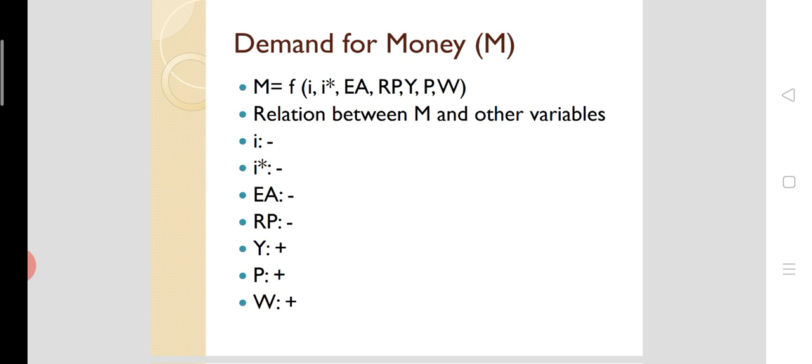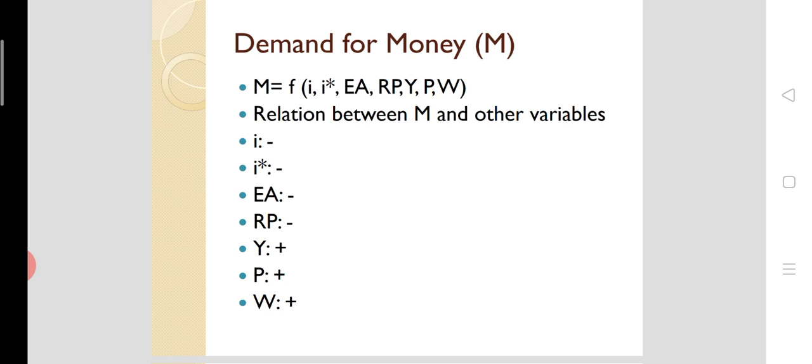Third factor in the list is expected appreciation, denoted by EA. Expected appreciation here refers to expected appreciation of the domestic currency. If expected appreciation of the domestic currency is higher, the demand for money will come down, as the investors who invested their money in the foreign bond will be the beneficiaries. So the demand for foreign bond will increase, then the role of money in the portfolio will come down, and so it is negatively related to the demand for money.